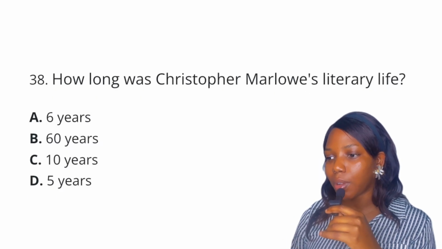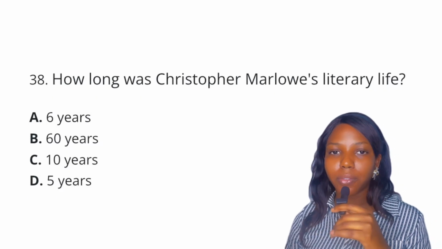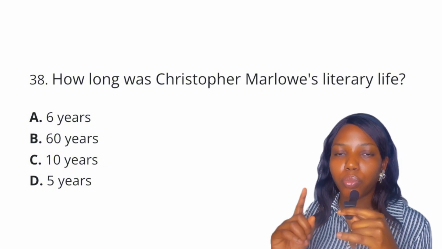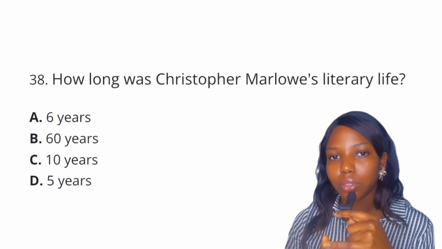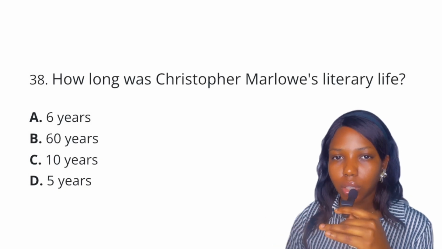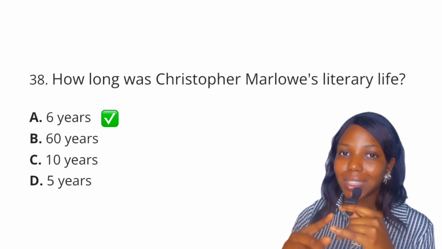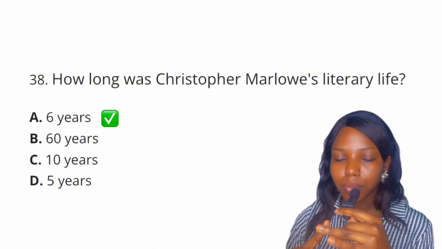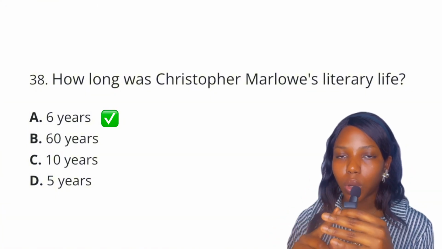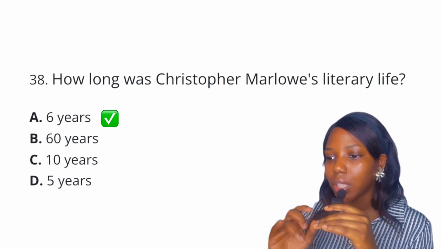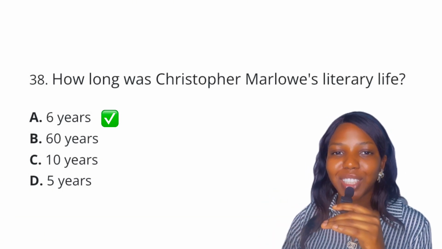Question 38. How long was Christopher Marlowe's literary life? We can find the answer in the third paragraph. It is from 1587 to 1593, and you start counting from the next year, right? That is 1588, 1589, 1590, 1591, 1592, 1593. That's 6 years. So the final answer to this question is option A, 6 years.